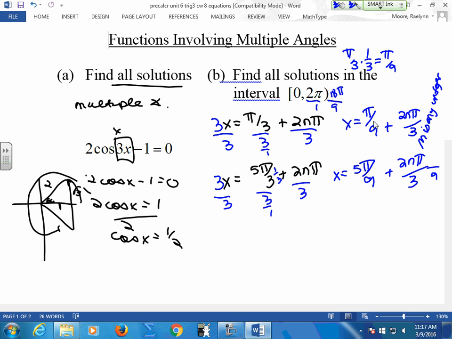So 3 times what gives me 9? 3 times my 2, I'm going to add 6 pi. Every time I start this, right? I need the same denominator, same as we did before. So let's start with your first guy.